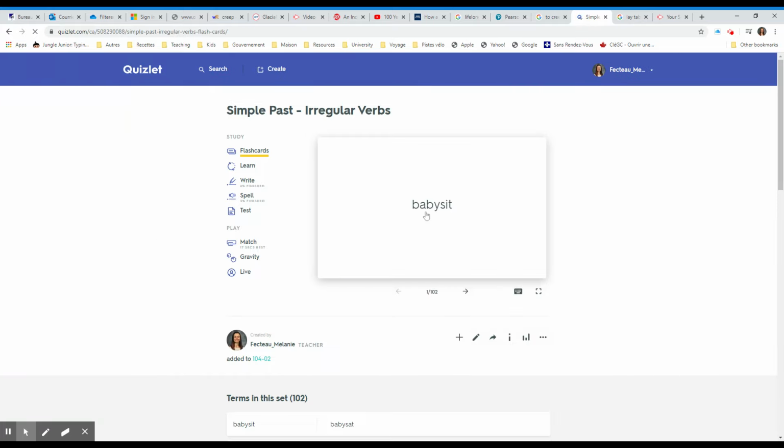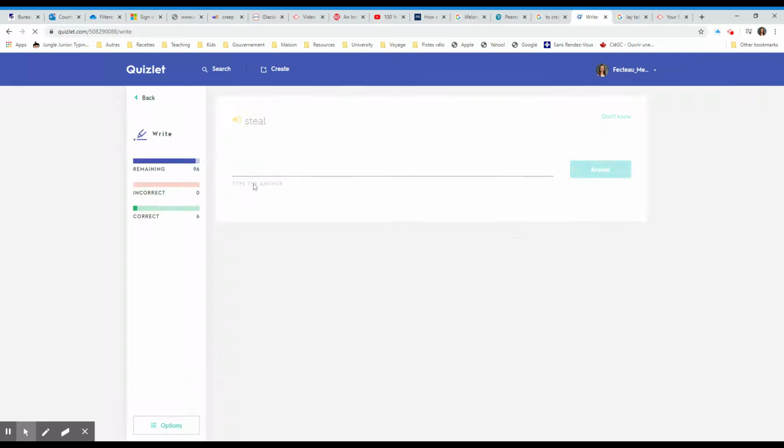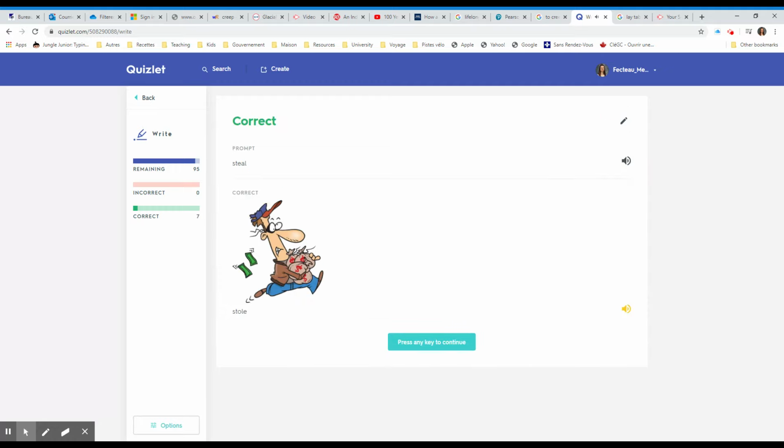You also have the writing option. You write the past of what you hear. So the past of steal is stole.